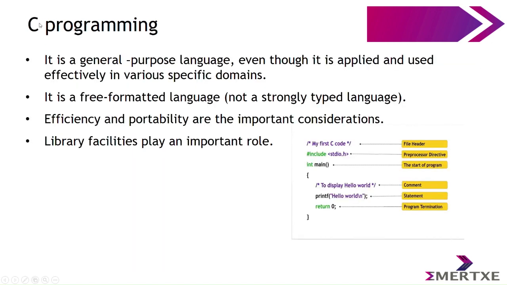In C programming, what did we learn? So, what is C programming? It is a general purpose language. Even though it is applied and used effectively in various specific domains, it is a freely formatted language. It is efficient and portable, and it also facilitates libraries.